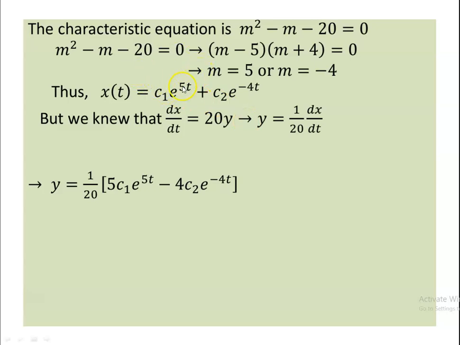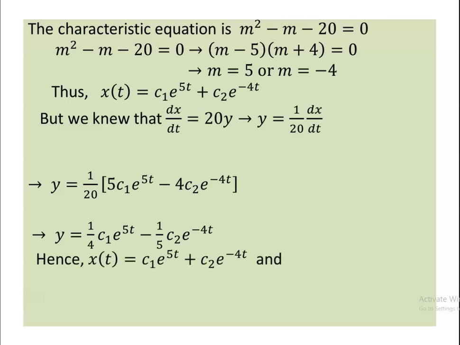Look, dx by dt is 5 times c1 e to the power 5t, and this minus 4 comes down, and minus 4 c2 e to the power minus 4t. 1 over 20 is outside, so we can have this. Let's multiply each of them by 1 over 20. So 5 divided by 20 makes 1 over 4. Minus 4 divided by 20 makes minus 1 over 5. So now y is determined.